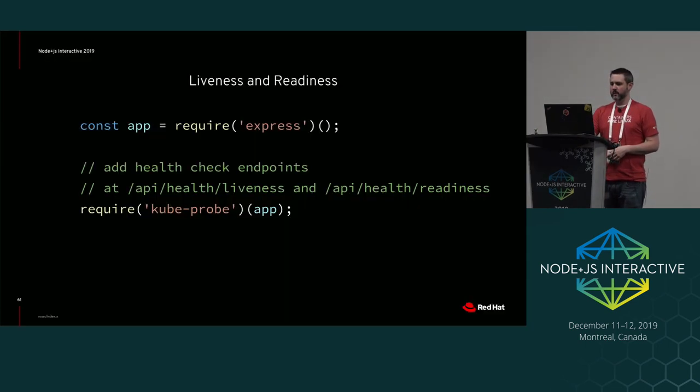In this particular application, for all the services, there's a module called kubeprobe, which, if you add it, will add these /api/health liveness and readiness probes to your Express applications. You don't have to worry about it, because those are the defaults for Kubernetes and OpenShift. But if you had another URL you wanted to hit, you could modify that and pass options when requiring it. All the services within this application have it already installed.